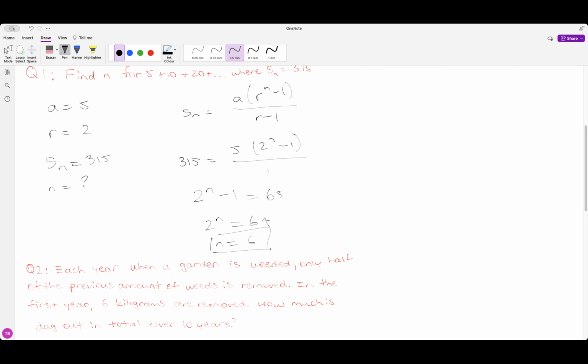Now, in some other circumstances, you might not get nice numbers. This is a very convenient question. You might not get things that line up very quickly. That's okay. It just means that you'll have to use your log laws again, which you should be pretty proficient in from your work in year 11.